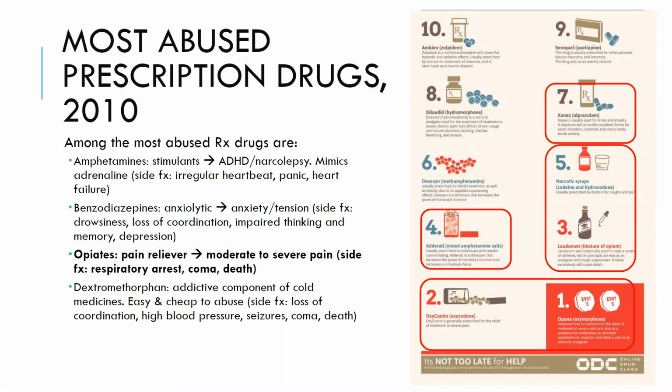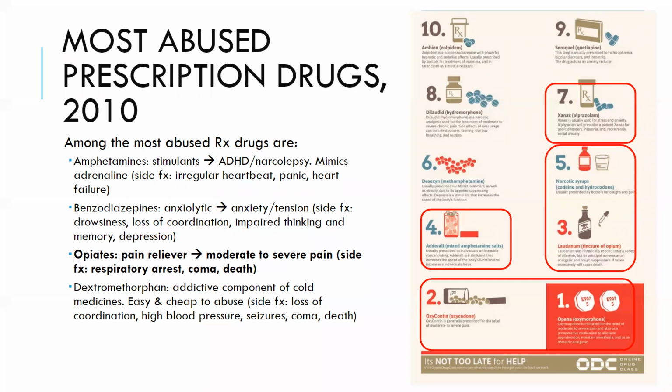I'm going to highlight four of these categories for you guys here, specifically amphetamines, benzodiazepines, opiates, and cough syrup, basically, dextromorphan. So first up, we have amphetamines. Amphetamine salts in particular are the stimulant medication that are commonly prescribed to treat ADHD and narcolepsy. These drugs work by mimicking adrenaline, basically. Side effects include irregular heartbeat, panic, and heart failure. So those are some of the complications we could potentially see from abuse of this particular type of medication.